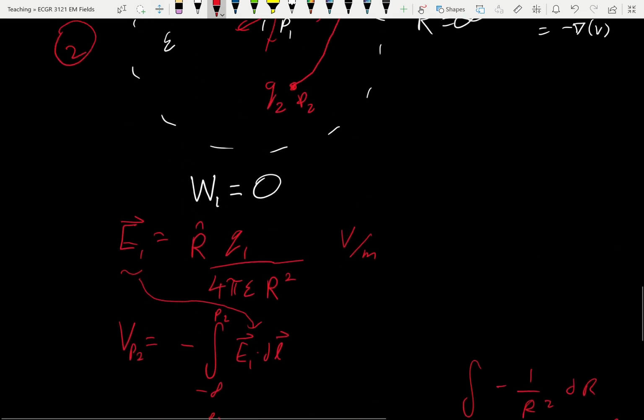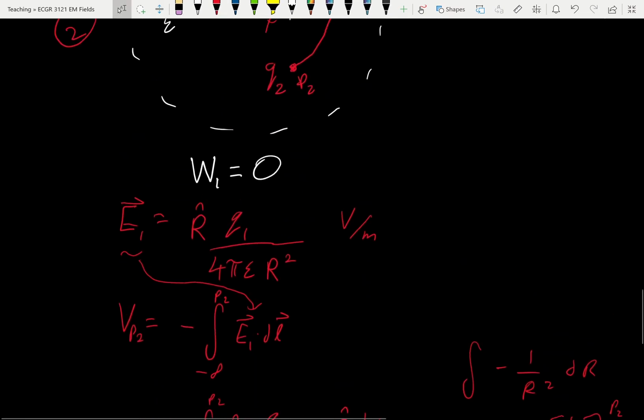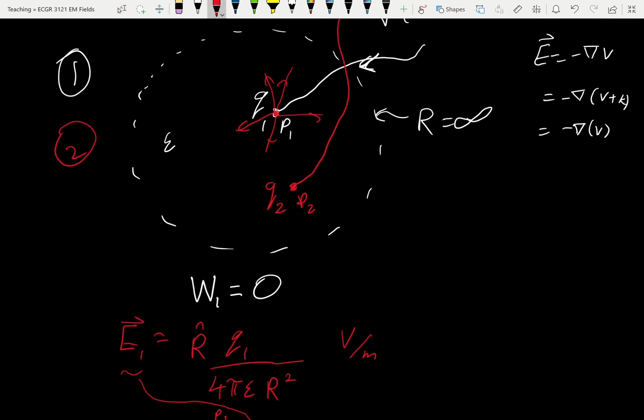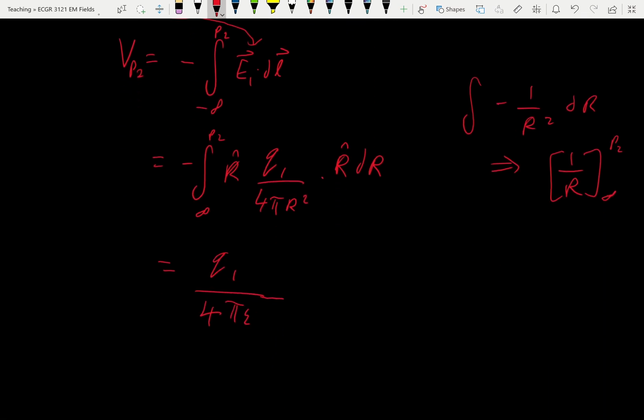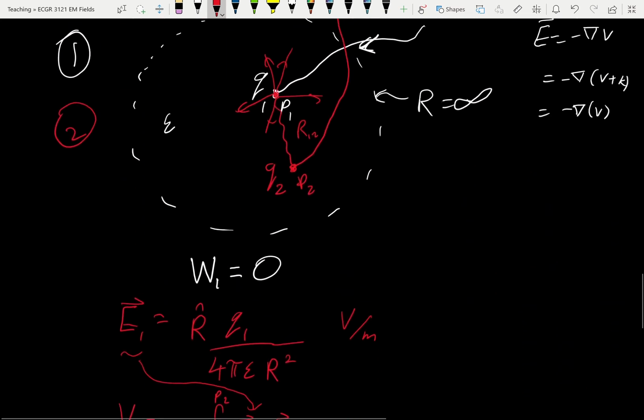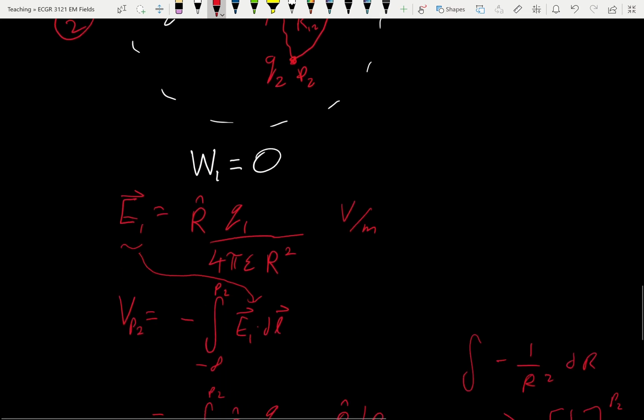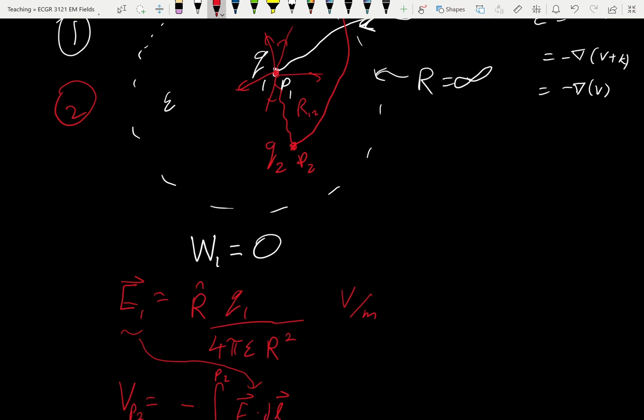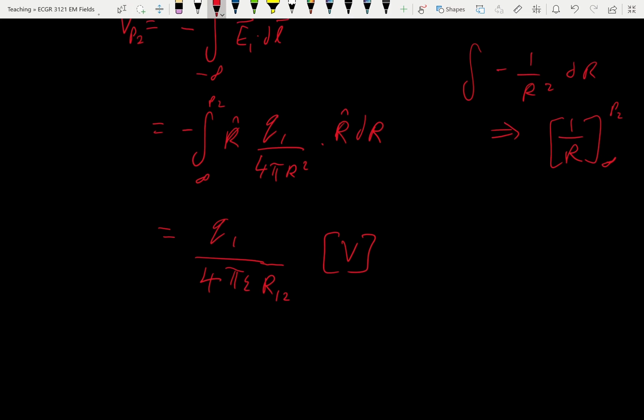And at point P2, what is R there? The reference is P1, so the distance is this distance, R1,2. So R is R1,2, which makes sense. We derived the expression for voltage already previously, so we didn't need to do this integration, but I just did it for completion. The voltage at P2 is going to be Q1 over 4 pi epsilon times the distance between Q1 and that point P2. That's how the voltage looks.